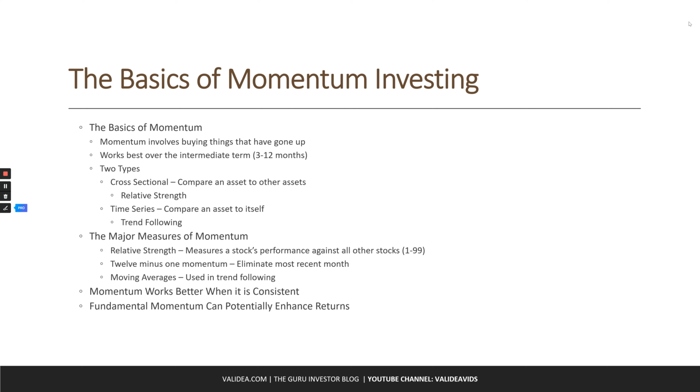Momentum doesn't work over all periods, though. It works best over the intermediate term, which in general is 3 to 12 months. It does not work as well over longer or shorter periods.